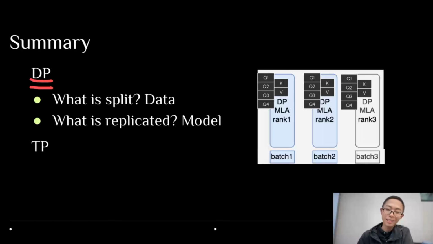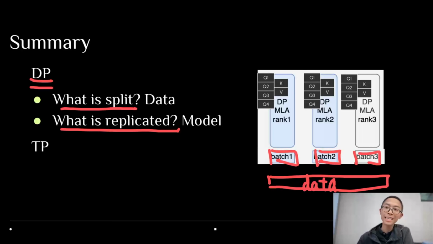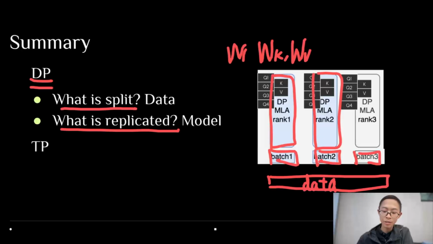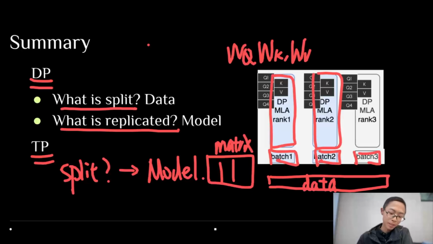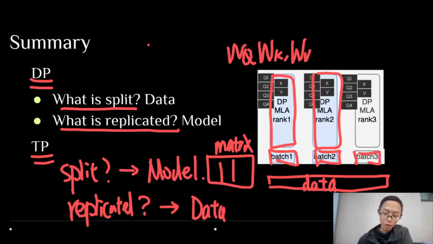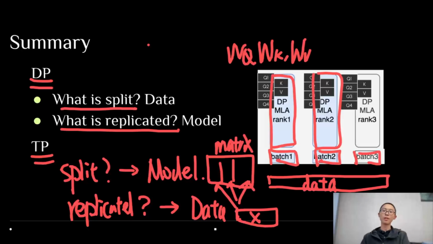Now, a quick quiz. For data parallelism, what is being split? Since the model is no longer split, it is the data that is being split. What is being replicated? The model. We duplicate the weights WK, WV, WQ onto each of the GPUs. Now to recap, what about tensor parallelism? What is being split? Is it data or model? It is the model, since we cut the big matrix into 3 parts. What is being replicated? The same data will pass through all of these shards. So we have the same data going through all of the GPUs.